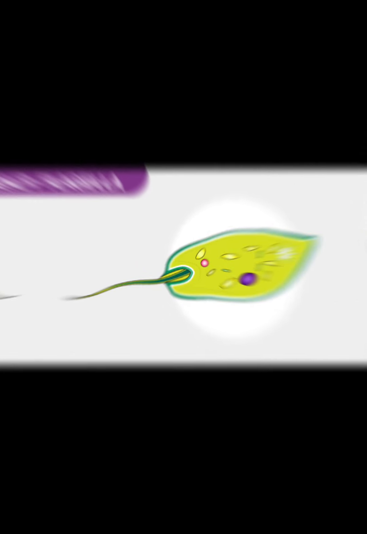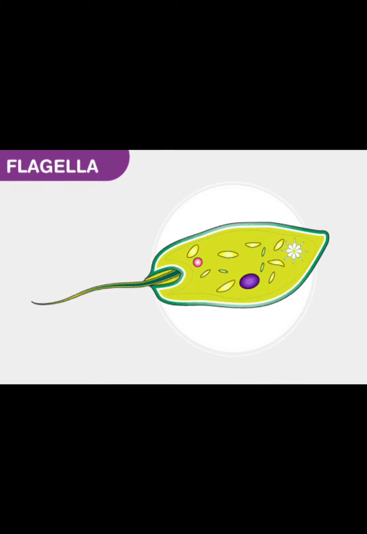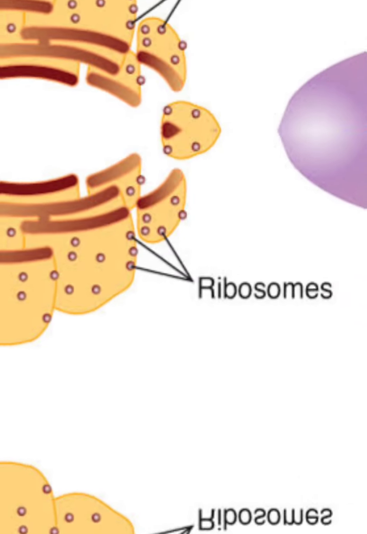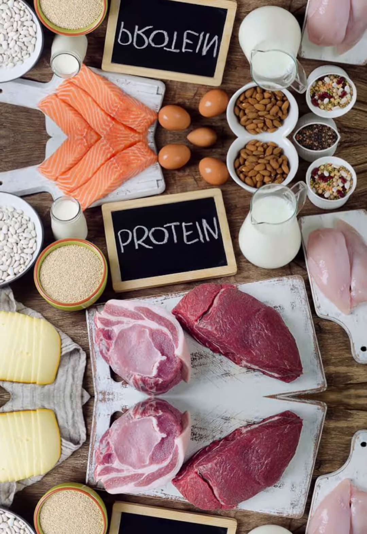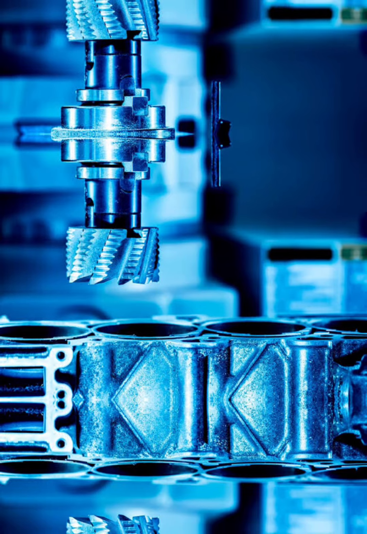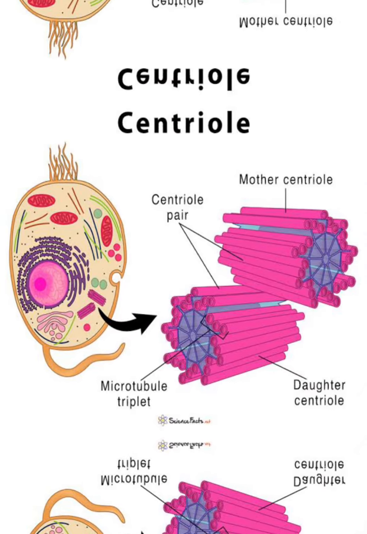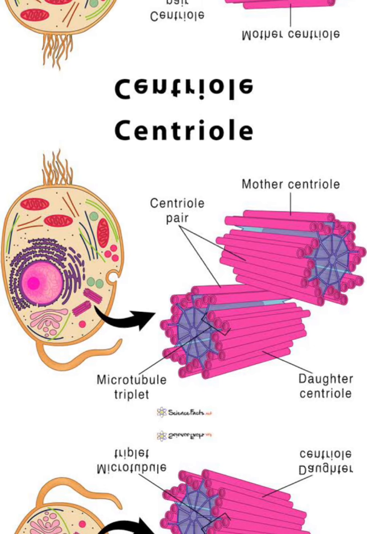Flagella. The flagella is responsible for the cell movement, and it's like a car wheel. Ribosome is the site for the synthesis of protein and RNA in the cell, and is like machines. Centrioles. They are only in animal cells, and they organize cell division.